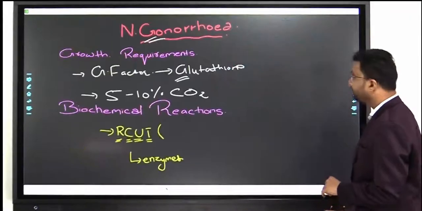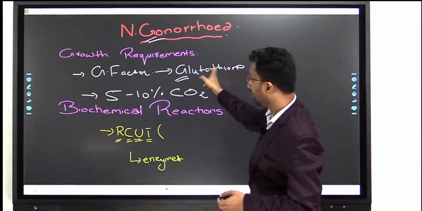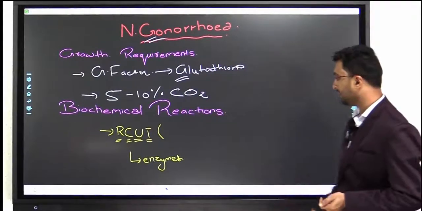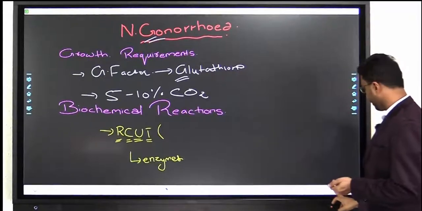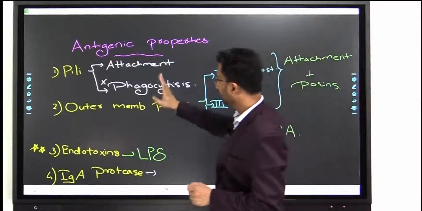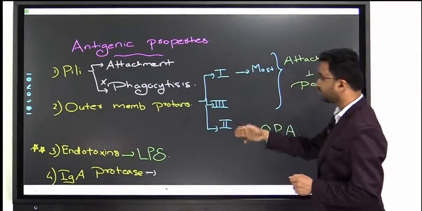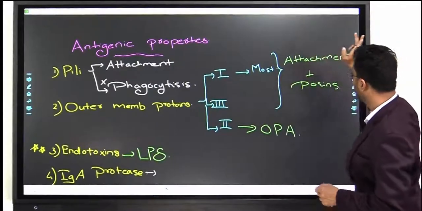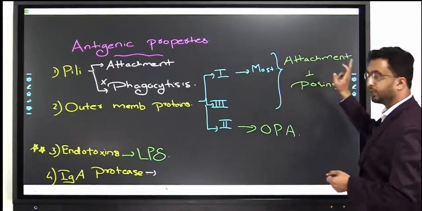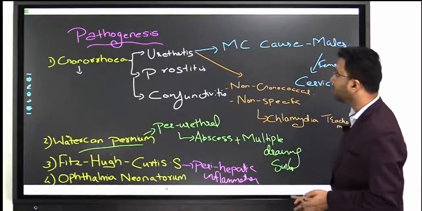Okay, then we start with gonorrhea. Then you have got RCUT, that is rapid carbohydrate utilization test, due to enzymes. Antigenic properties: pili, outer membrane proteins, endotoxins, IgA protease. That is the one that is most important, attachment and porins. LPase you know now, IgA protease you know now.